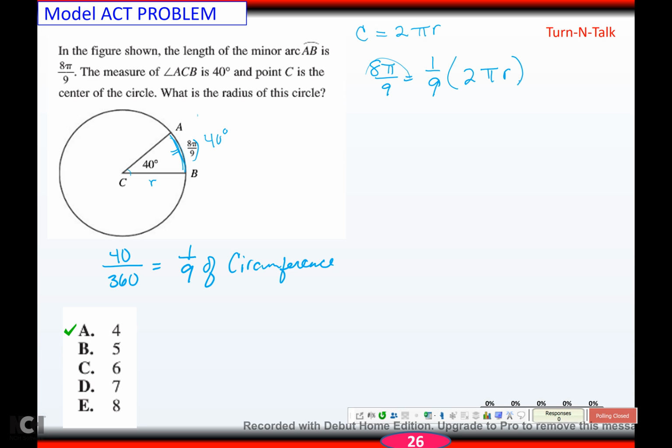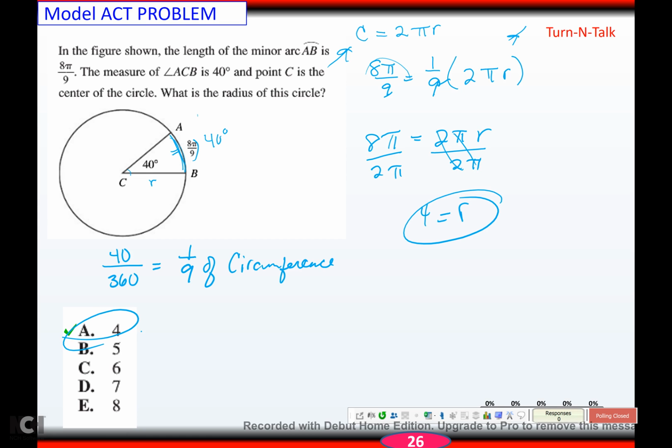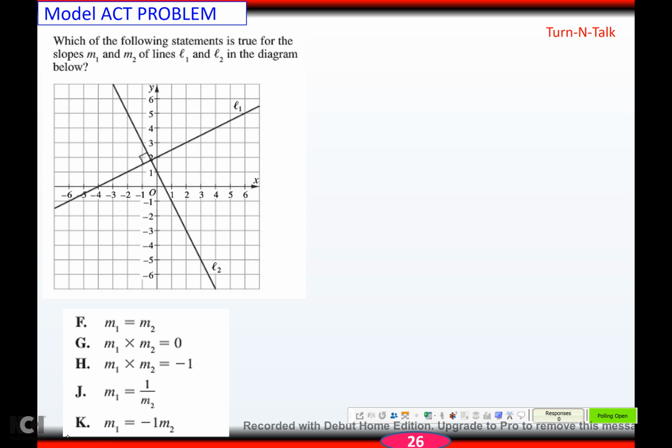Does that make sense? Okay, so I'm going to multiply both sides by 9, which kills that, and I got 8π equals 2πr. Divide by 2π, divide by 2π, and r equals 4. Okay? Alright, try this one, hit pause, come back when you're ready.